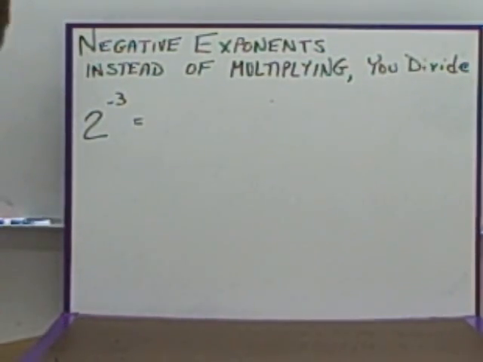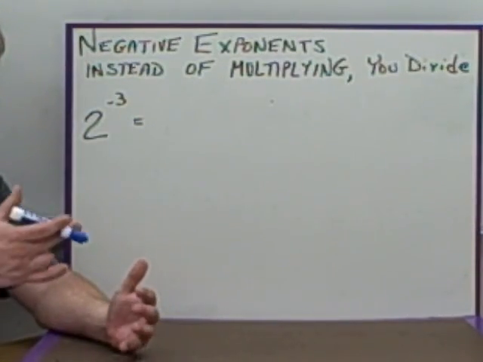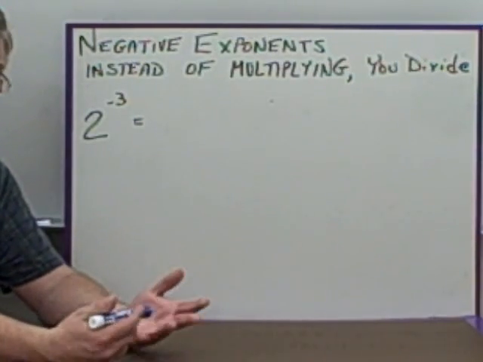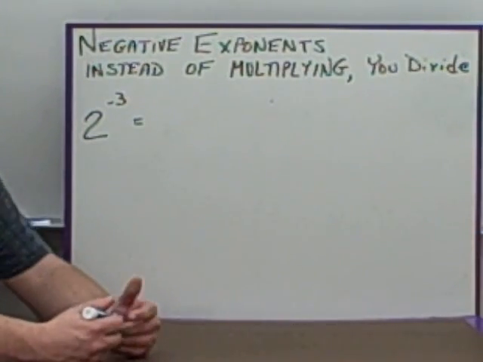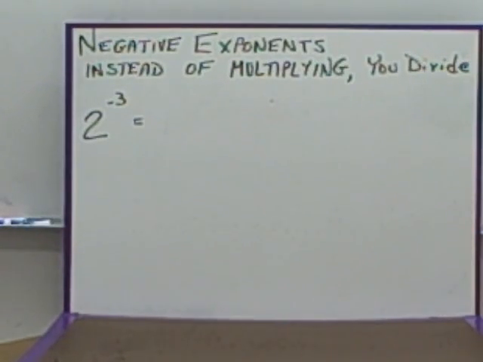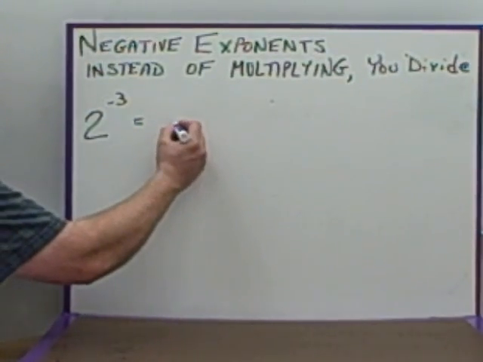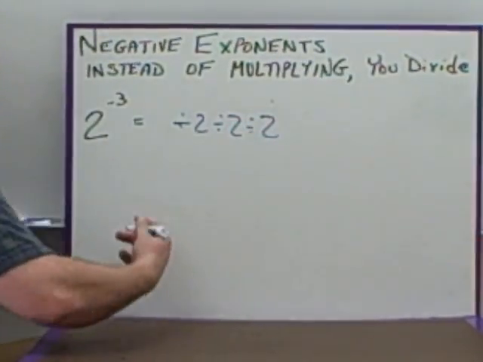Okay, negative exponents. Instead of multiplying the factor by itself, you're actually going to divide by that number, by the number of times the exponent says. So when you have a negative exponent, you're actually going to be dividing by that number that many times. Well, here we have 2 to the negative 3. So we're going to divide by 2, divide by 2, divide by 2.